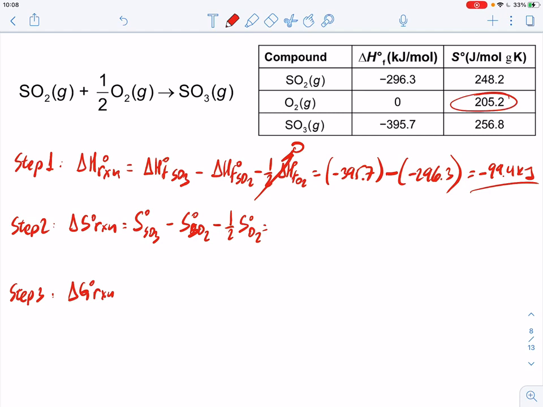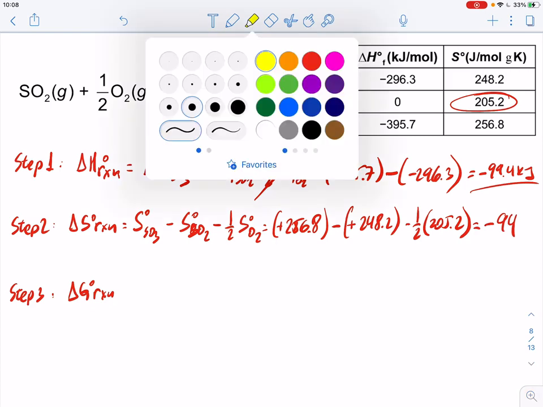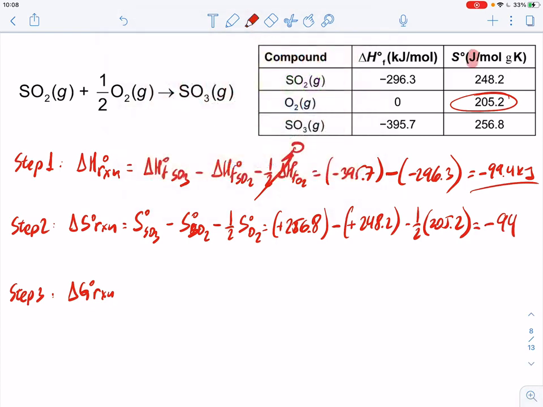So this is going to be plus 256.8 minus 248.2 minus 1/2 205.2. And this is going to be equal to minus 94. Now notice that for entropy the units are joules per mole per Kelvin, so therefore these are 94 joules, not kilojoules.